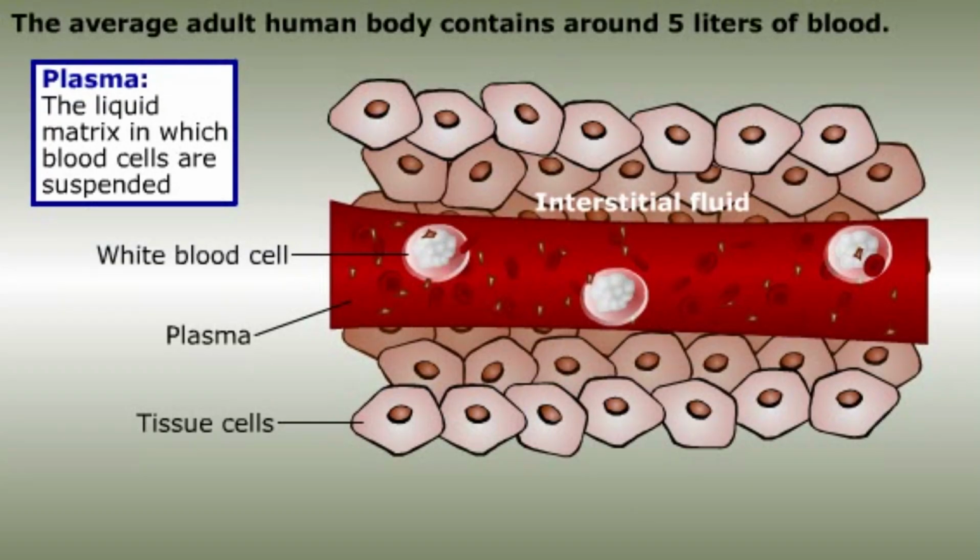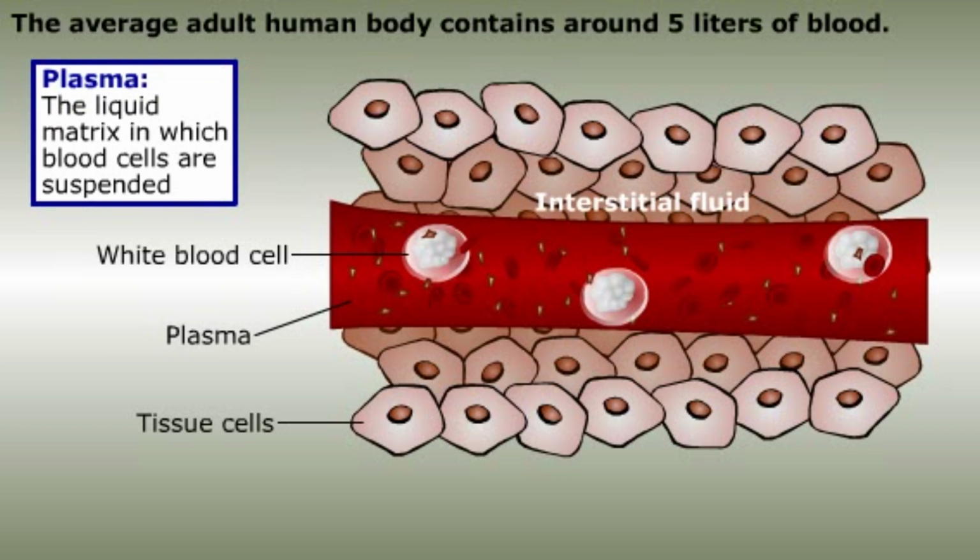White blood cells are just one of many components in our blood. Blood contains several types of cells suspended in a liquid matrix called plasma. The average adult human body contains around 5 liters of blood.